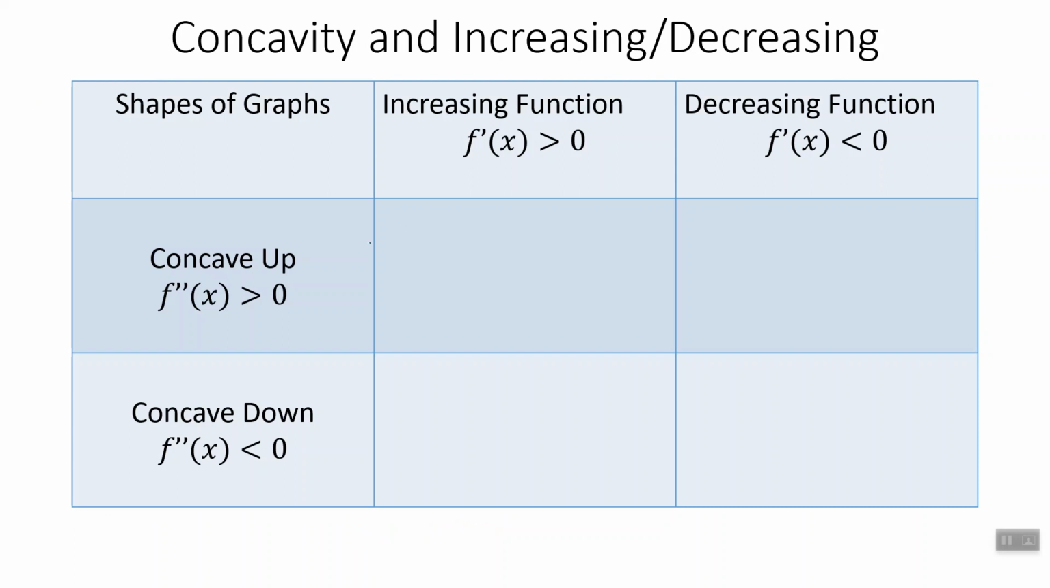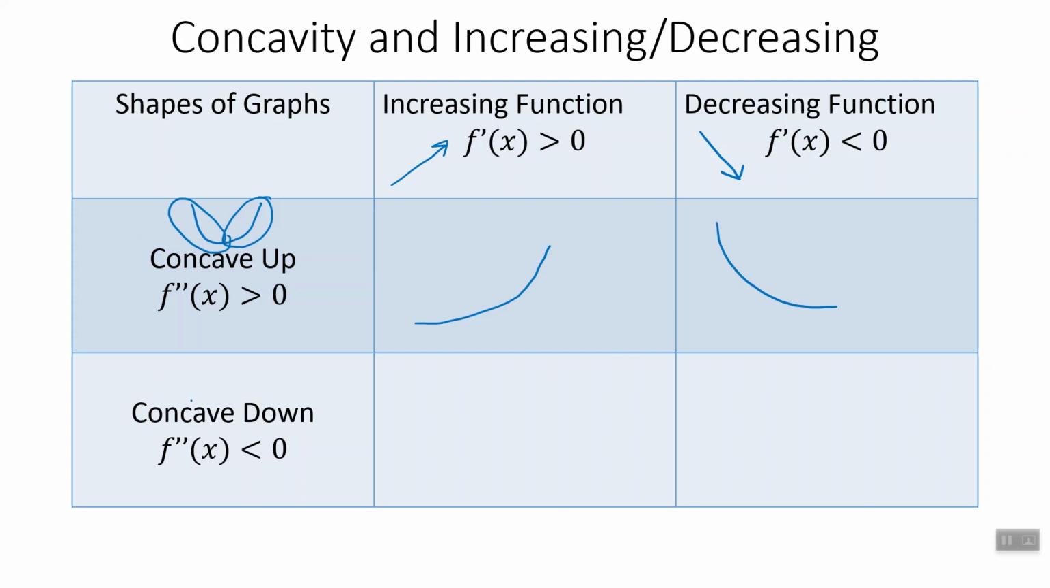All right, so some things about shape. So if our function is increasing, so that means it's going up, and it's concave up, so that means it's the U shape here. Well, increasing and concave up is this half of it over here. So it would look something like that. All right. If it's decreasing and concave up, well, that's the other half of it over here. So it's going to look like that.